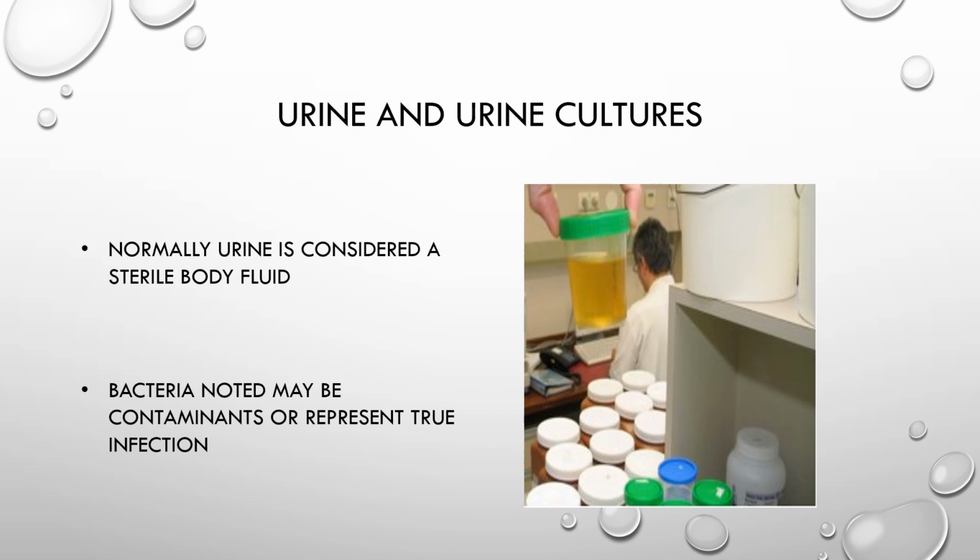Now, on the other hand, if a patient has a true infection, they're going to grow bacteria in that urine, not because it's a skin contaminant, but because it's a true pathogen. And some of the pathogens are Escherichia coli, Proteus mirabilis, and Staphylococcus saprophyticus.